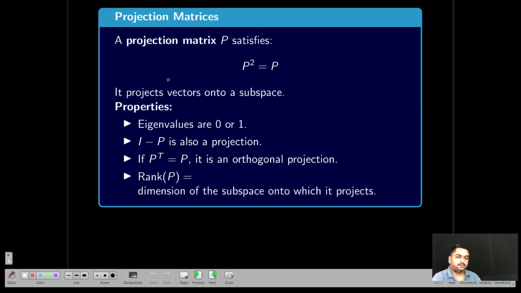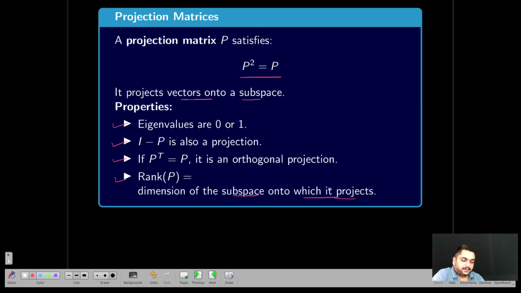Next, projection matrix. The projection matrix P satisfies P square equal to P. It projects vectors onto a subspace. What are its properties? Eigenvalues are 0 or 1. I minus P is also a projection. If P transpose equals P, it is an orthogonal projection. And rank of P equals the dimension of the subspace onto which it projects.